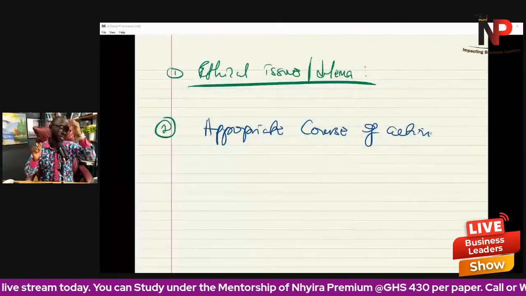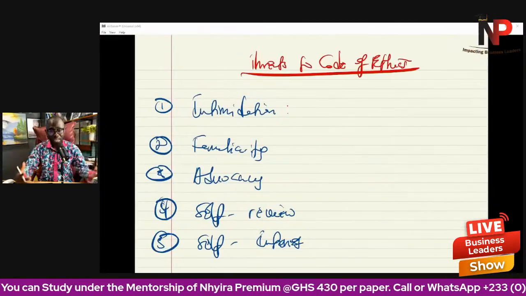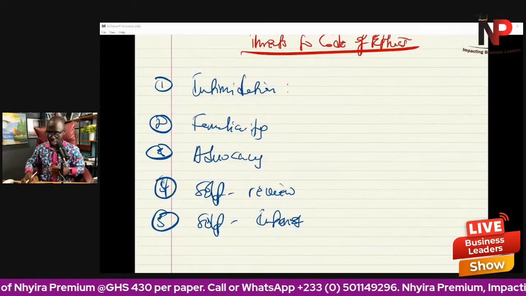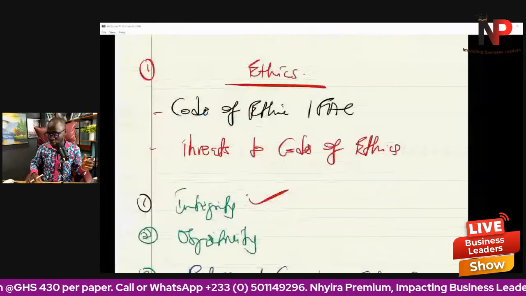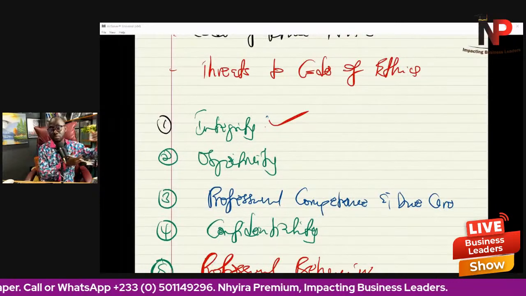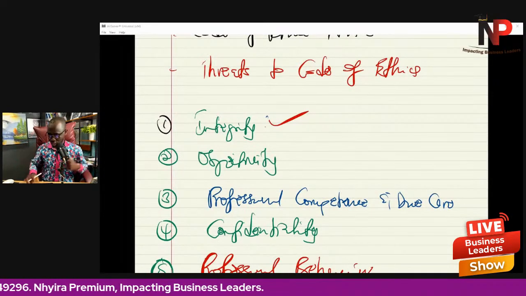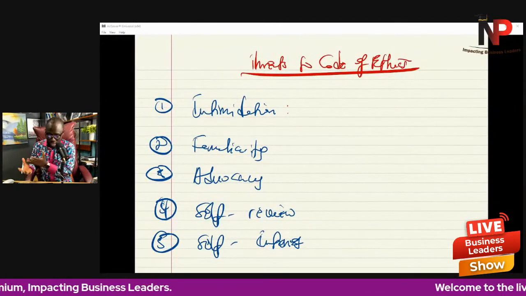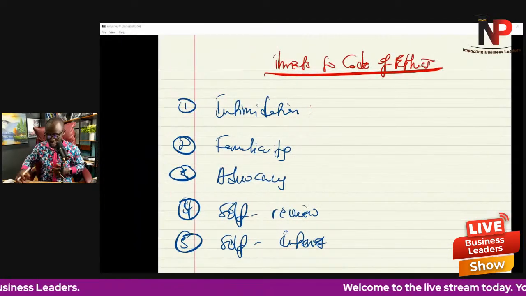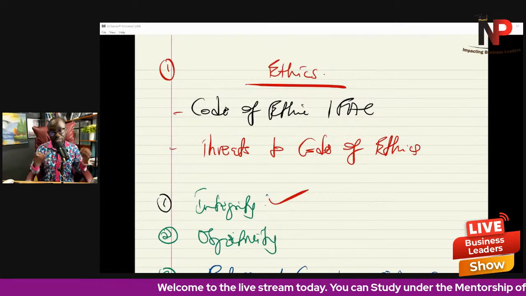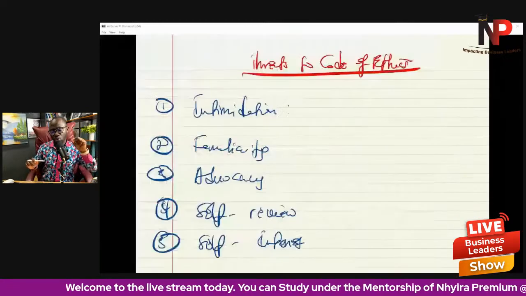So this is what's going to happen. When you are addressing the questions, you must identify the threats in the question. Then you link the threat to the fundamental code of ethics that is being breached by the professional accountant. Are you getting the picture? So you identify the threats in the question, then you link it to the fundamental code of ethics. That's the trick. That is the trick.